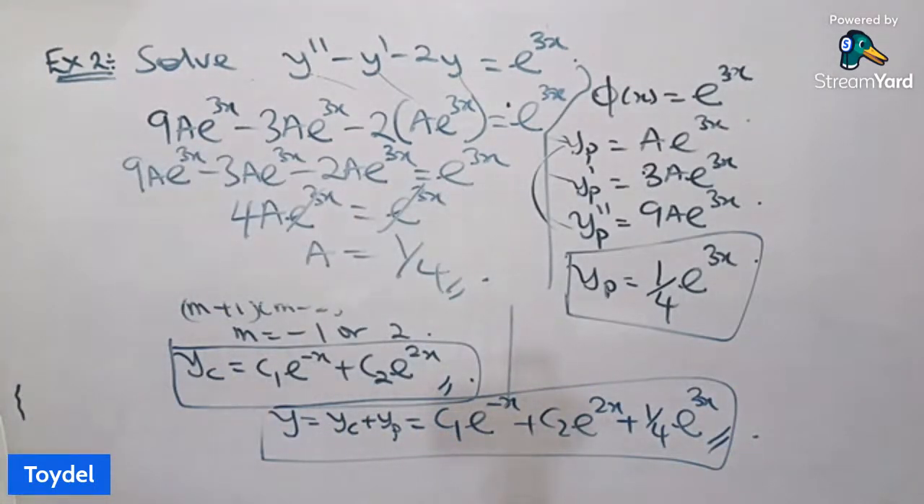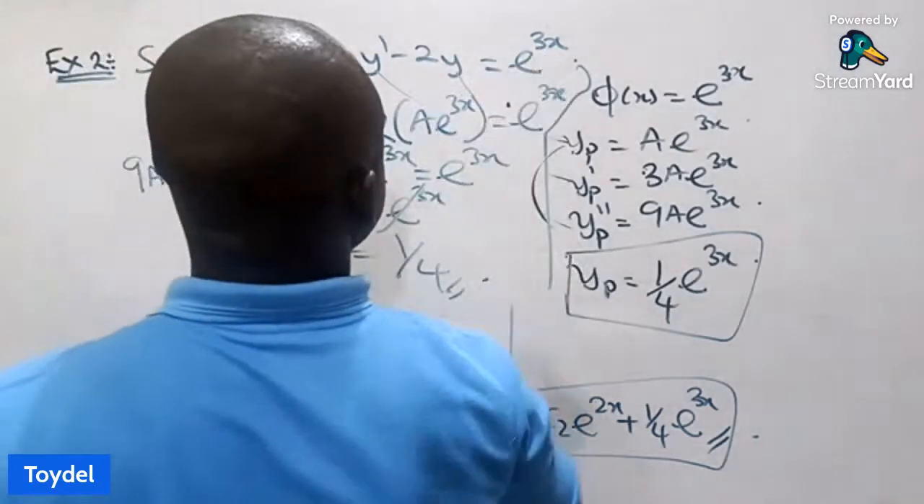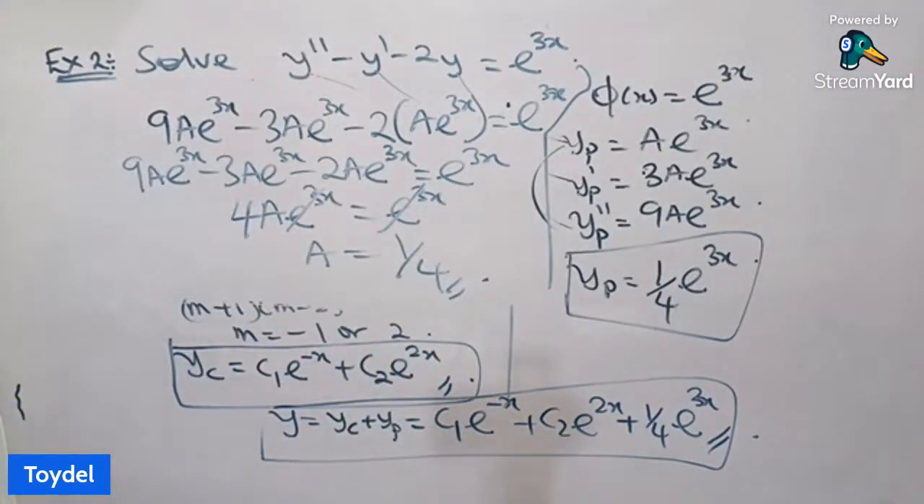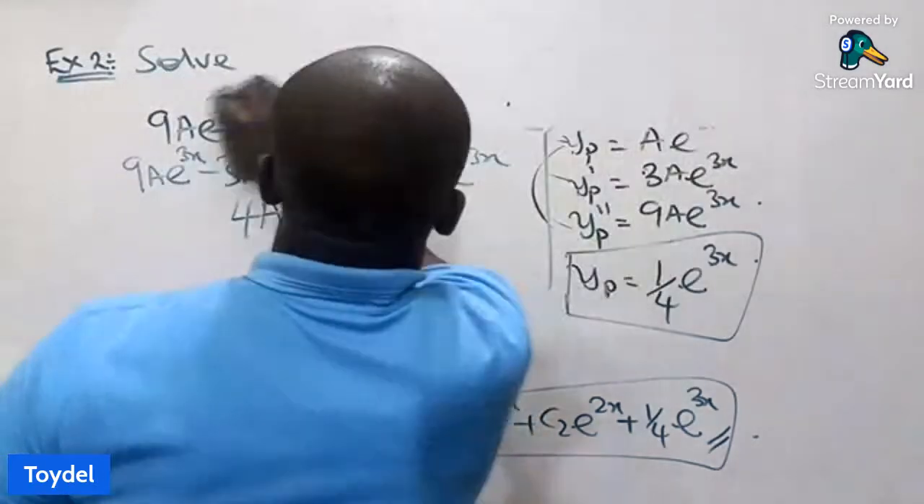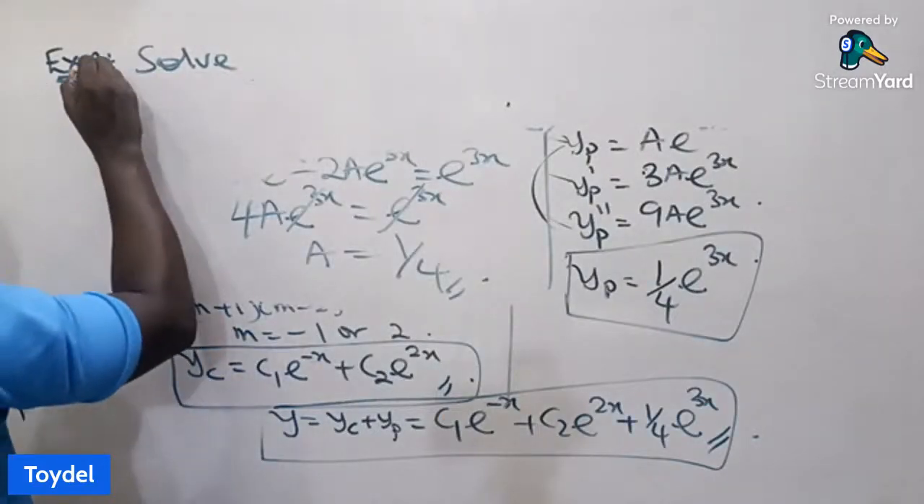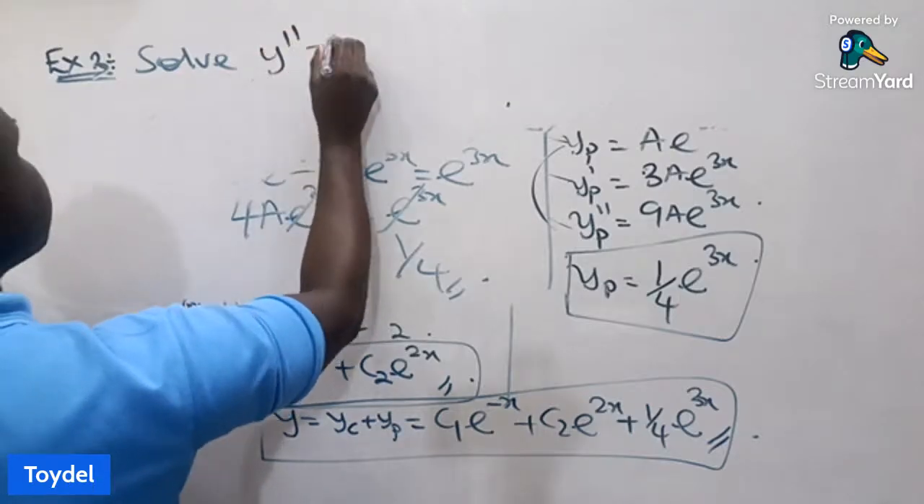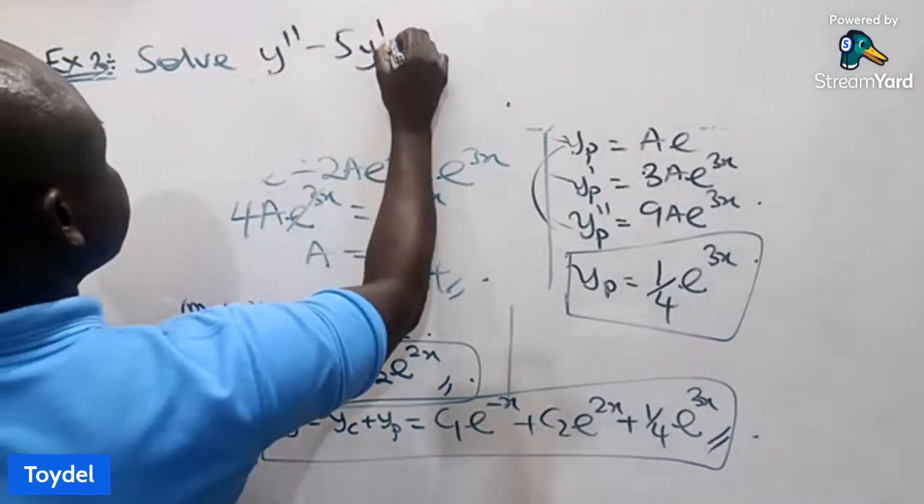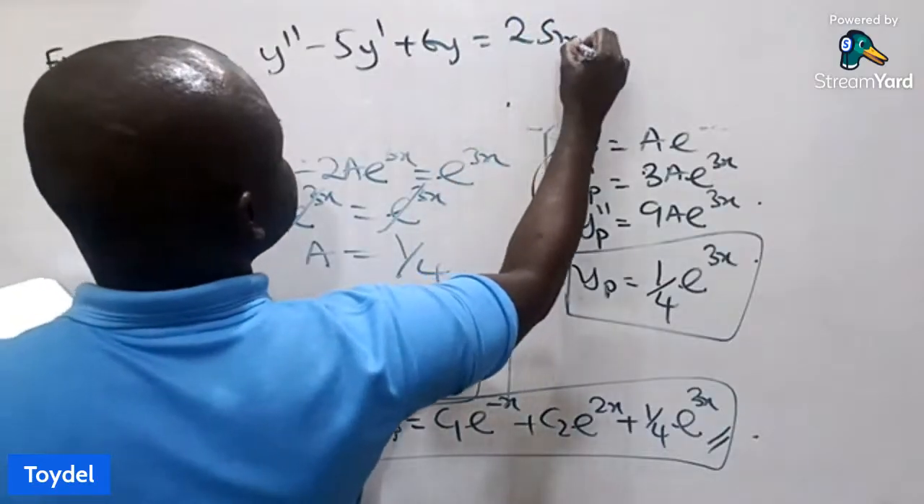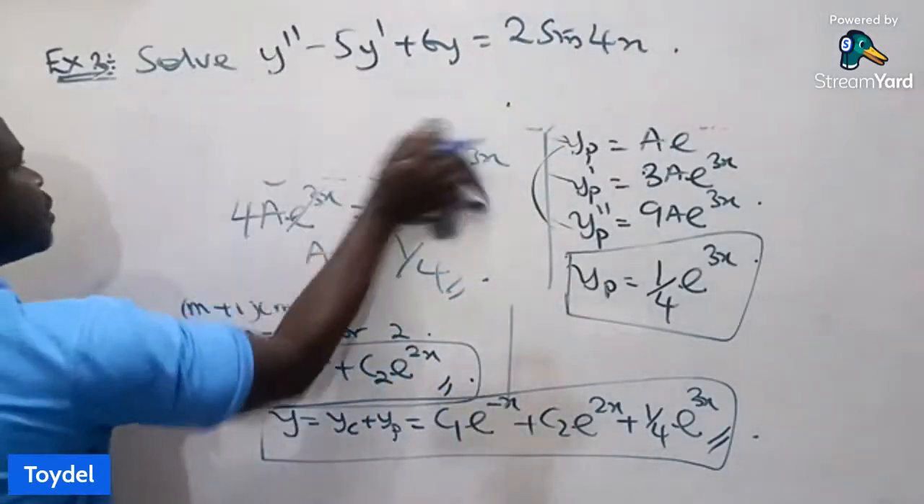So we go ahead and take another example. The right hand side in the last example was an exponential. So let's take another example where we have trigonometric functions and see how we can actually solve that. Maybe we call that example 3. So the question says that we should solve y prime prime minus 5y prime plus 6y is equal to 2 sine 4x. So that's another example that I want to consider.